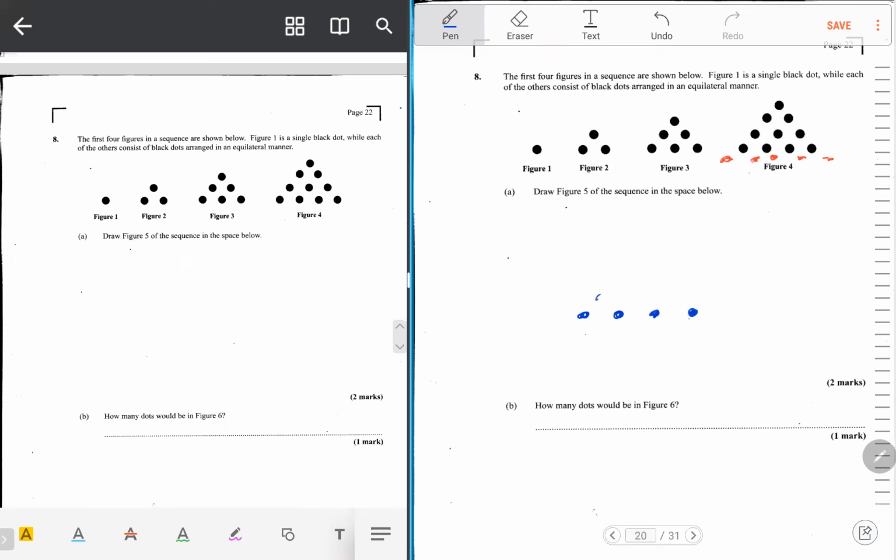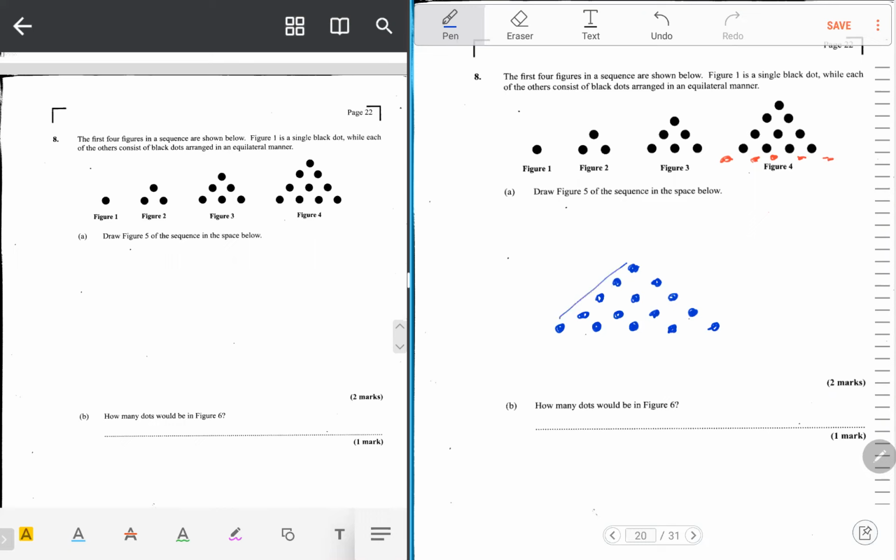I put 1 here, 3 up here, 2 up here, and 1 at the top. That right now is figure number 4. And then to get figure number 5, I've drawn figure number 4, and I'm going to add figure number 5 now by putting 5 dots on here. 1, 2, 3, 4, 5. That's figure number 5.